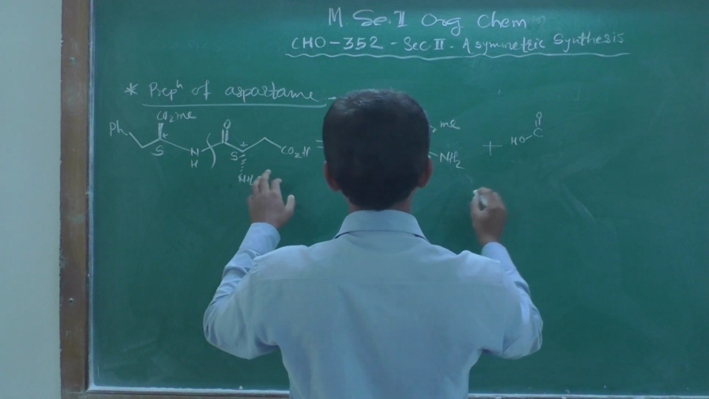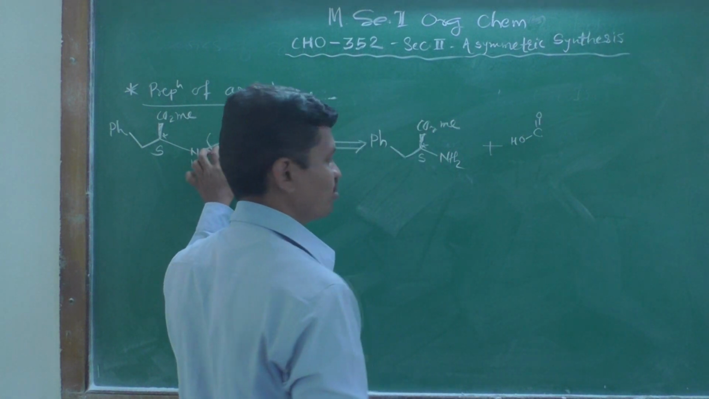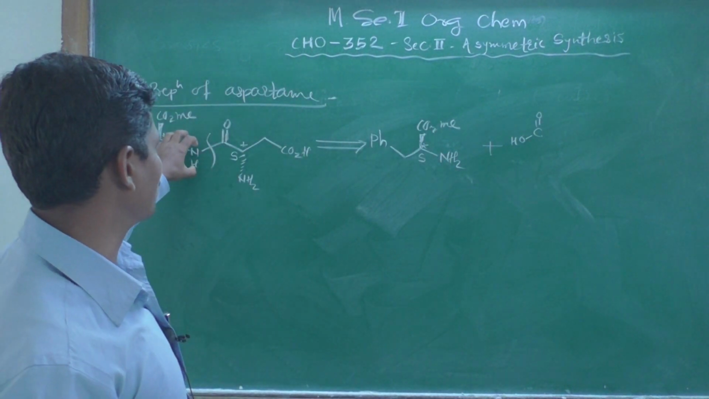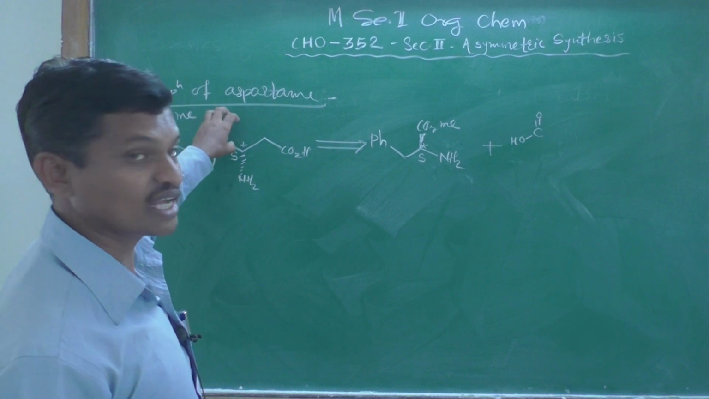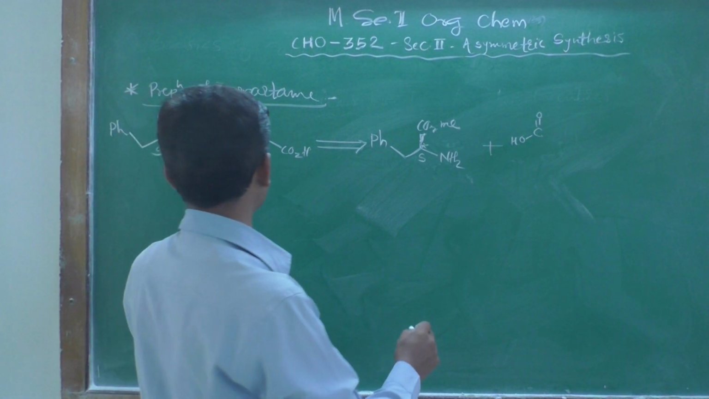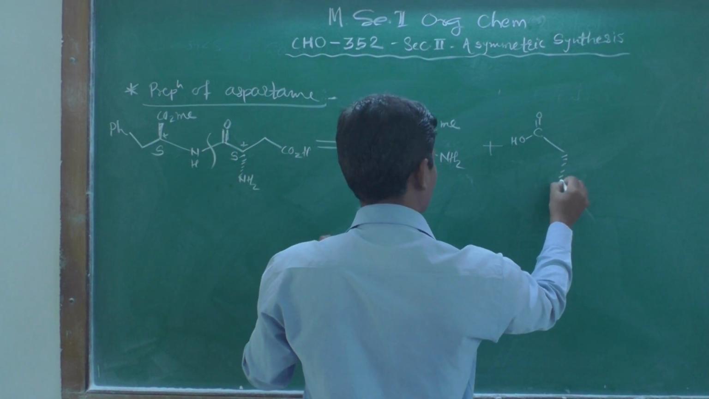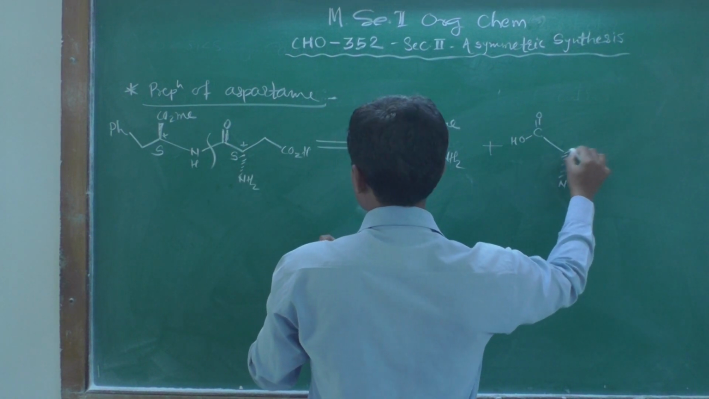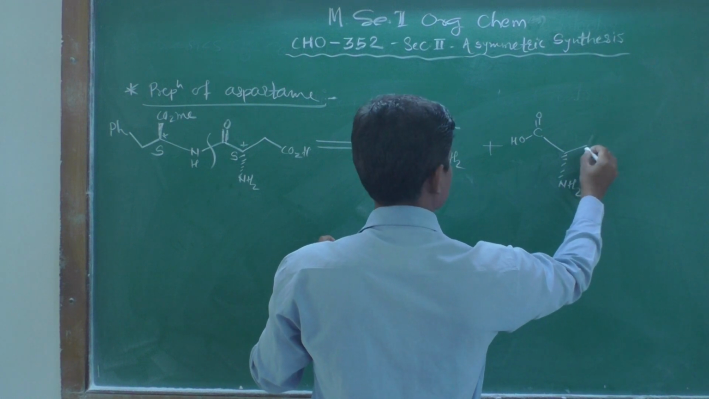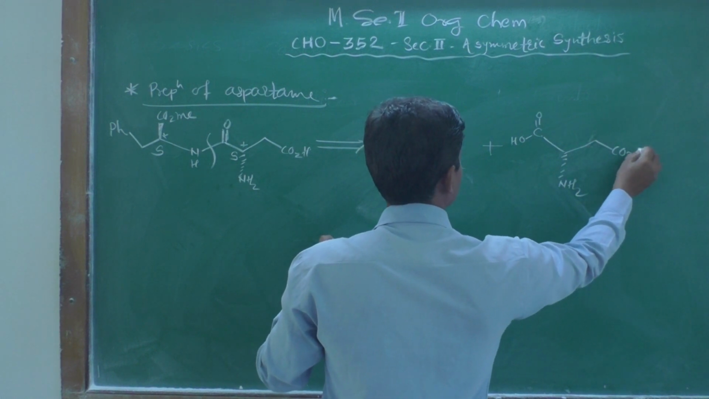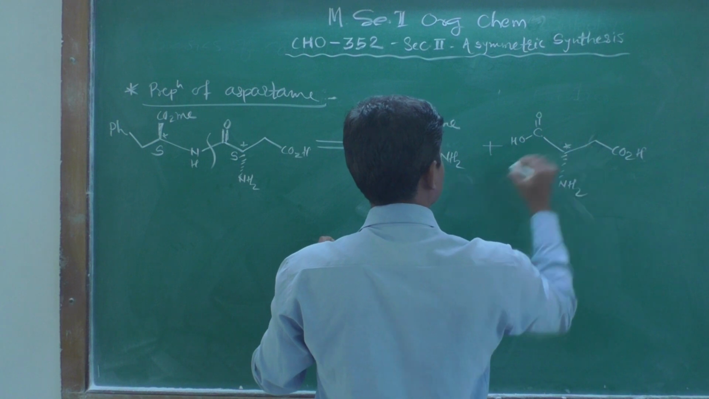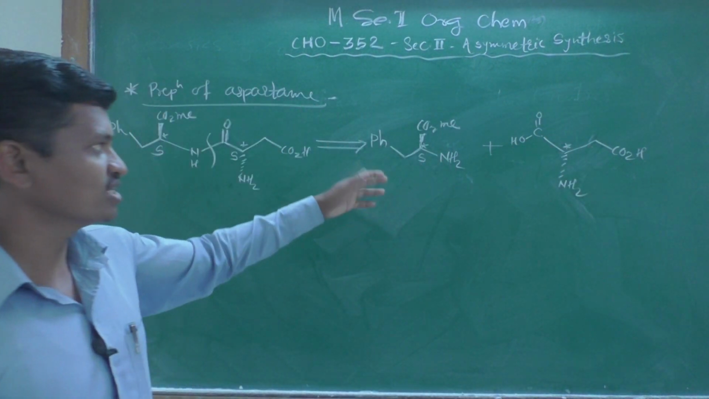Okay, this is an amide bond. This amide bond may be found between the amino group of this molecule and the carboxylic acid functional group of this molecule. So COOH will be there, and here the NH2 group at the alpha position, then CH2CO2H. Okay, so these are the chiral centers. So what is this molecule?